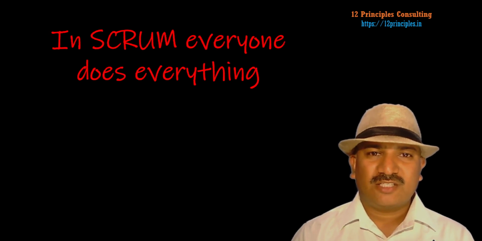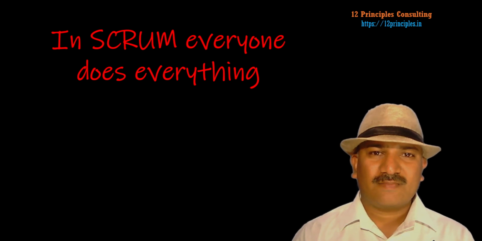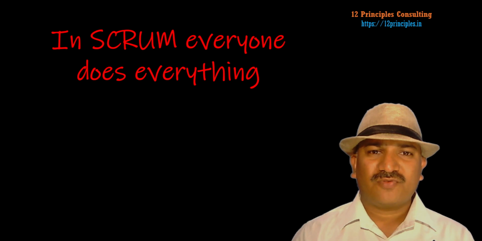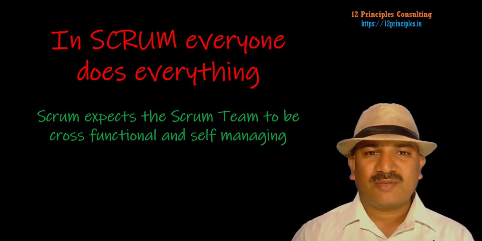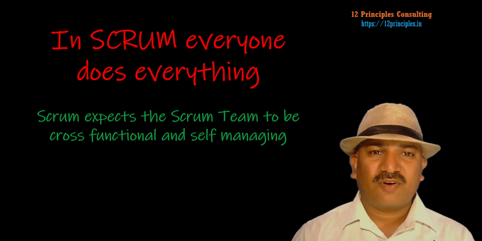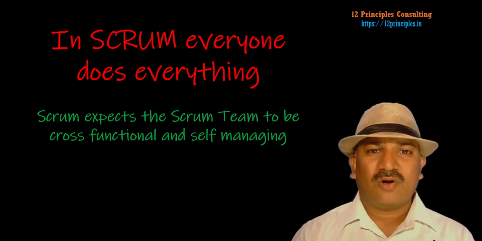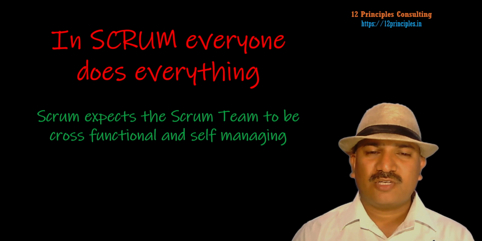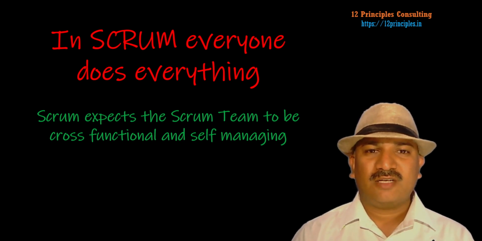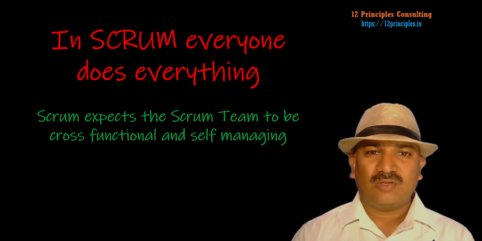The next myth is, in Scrum, everyone does everything. This is a very interesting one. And this comes from team members saying that Scrum expects the Scrum team to be cross-functional and self-managing. And the myth is, yes, Scrum expects the Scrum team to be cross-functional and self-managing, but the self-organizing, self-managing, cross-functional is a result of the team working together on a single goal. Cross-functional is having all the skills required to deliver the results. All the skills related to coding, testing, user experience, documentation, and a lot of things. Self-managing, deciding who does what and how they achieve the goal.